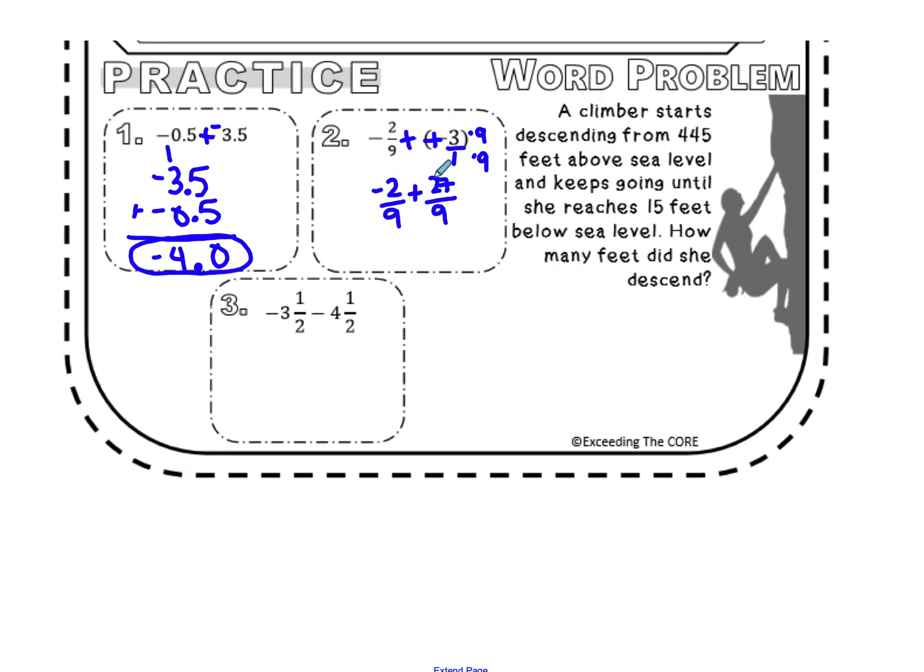Different signs, find the difference. 27 minus 2 is 25. So I have 25 ninths. That's an improper fraction because 25 is greater than 9. So I'm going to need to make that into a mixed number. So 25, 9 goes into 25.